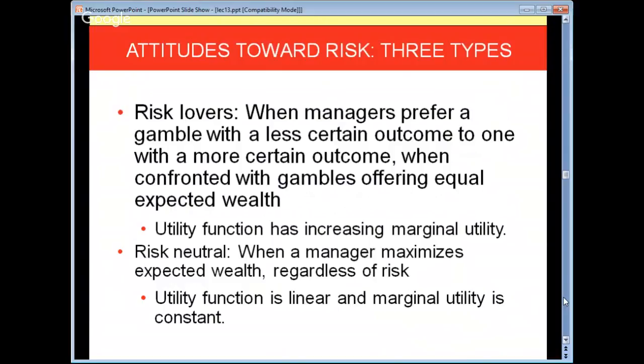And in this case, if you're risk loving, your utility function has increasing marginal utility. When I say increasing marginal utility, it's with respect to wealth. And finally, risk neutral. In that case, it's a straight line. I don't care. I can get $2 million for certain or $2 million in a gamble. I really don't care, as long as they have the same expected outcome. And in that case, it's linear and constant.